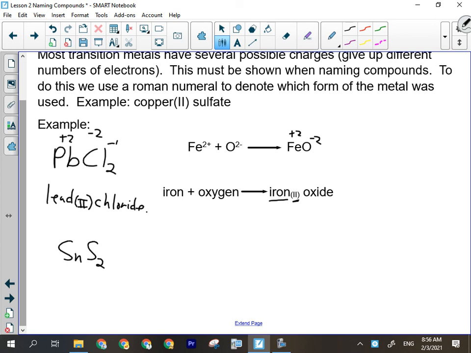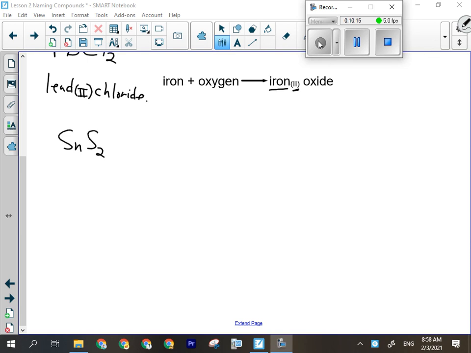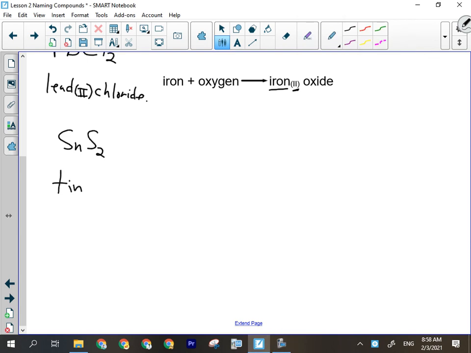Try that. See what you get. I want you to write the name of that one with the correct Roman numeral. SN stands for tin. What are the two possible charges for tin? 2 and 4. Just like lead, 2 and 4. So tin can be a 2 or it can be a 4. This stuff is sulfur, so it's going to be tin something sulfide. I'm going to have to put a Roman numeral in here because tin has more than one possible charge.